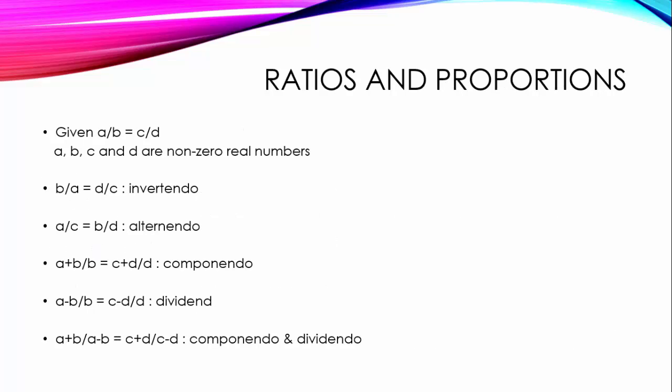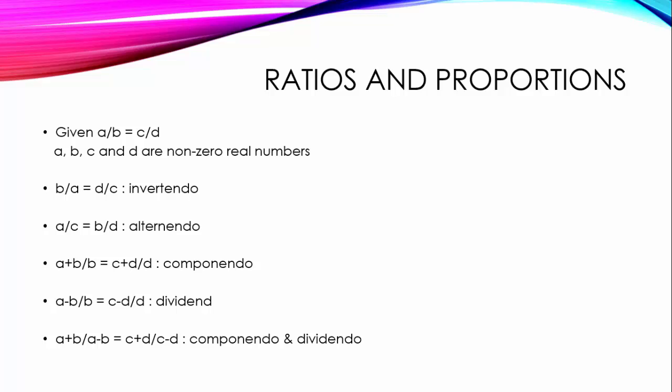Ratios and proportions. Given a/b is equal to c/d, where a, b, c and d are non-zero real numbers, we can deduce other proportions by simple algebra. These results are often referred to by the names mentioned along each of the properties obtained. b/a is equal to d/c. It's invertendo. a/c is equal to b/d, alternando.